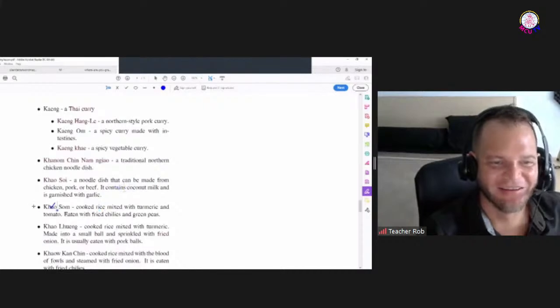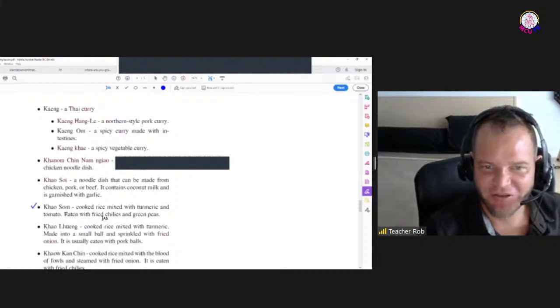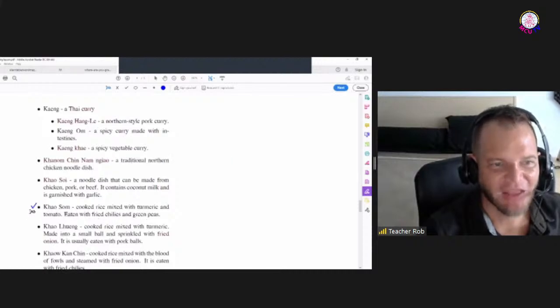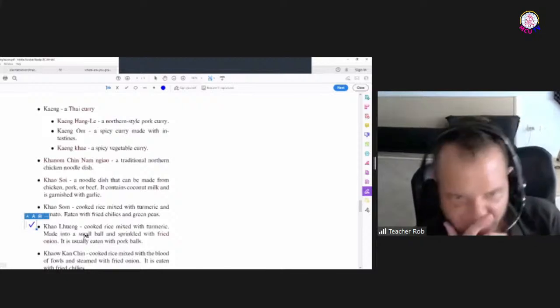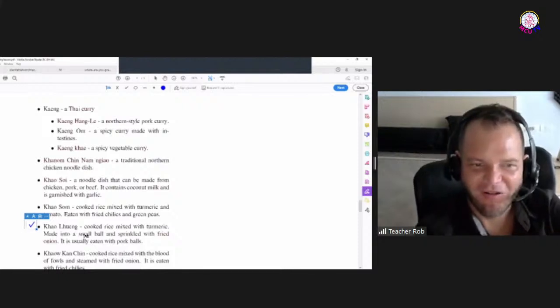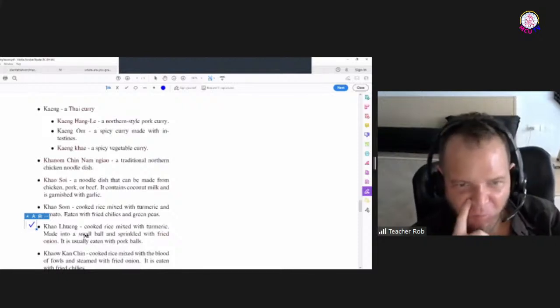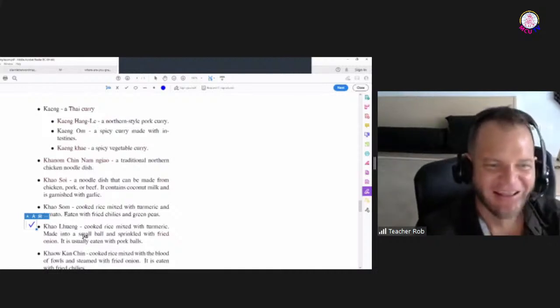Yeah. So here's a few more. Cow som, cooked rice mixed with turmeric and tomato, eaten with fried chilies and green peas. That's a good one. Cow lueng, cooked rice mixed with turmeric made into a small ball and sprinkled with fried onion. Ooh, this sounds good. I don't think I've ever tried this. Cow lueng. So they make it into a ball with fried onions eaten with pork balls. That sounds really good.